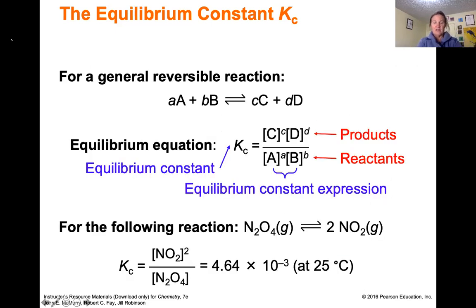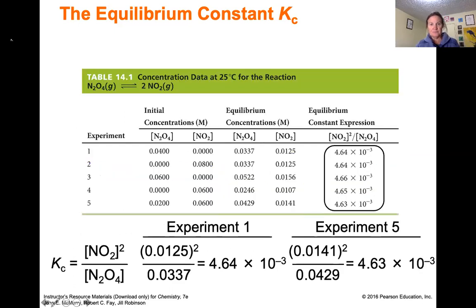So the equilibrium constant for any generic reaction, like the reaction given on this slide, you could write as each concentration of product raised to the stoichiometric coefficient divided by each concentration of reactant raised to its stoichiometric coefficient. For the reaction we're looking at, that would be NO2 squared divided by the N2O4 concentration. They point out that this is at 25 degrees because equilibrium constants depend on temperature. Just like rate constants, their values change with temperature.